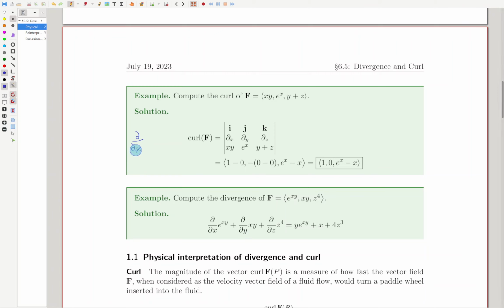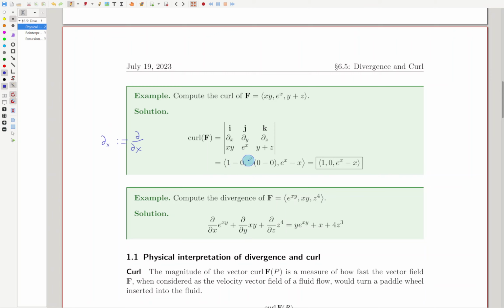So instead of writing this, I'm just abbreviating that and saying that that is del sub x, right? A quick abbreviation for all of these. And so, you can go ahead and compute it. For the component corresponding to i, it's going to be partial y of this function, which is just going to be 1, minus partial z of this function, which is going to be 0. Okay, so 1 minus 0 for the first component.